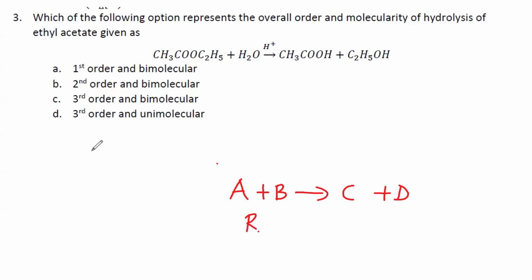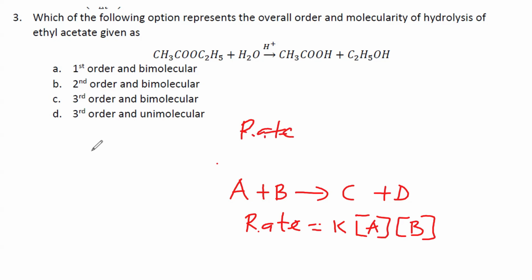We usually say rate is equal to k, which is called the rate constant, and then we write A and B. Actually, it's a law. We call it the rate law. And the rate law states that the rate of the reaction is directly proportional to the concentration of the reactant.